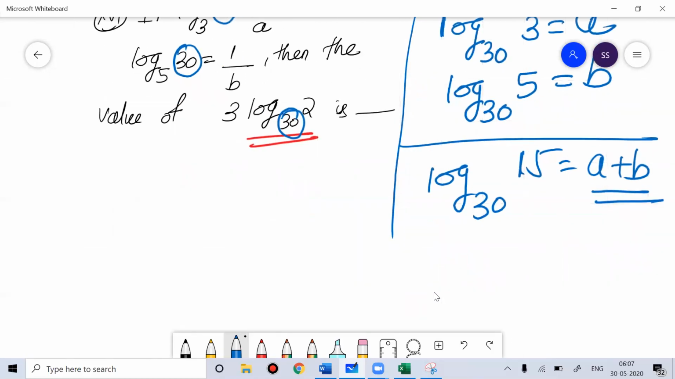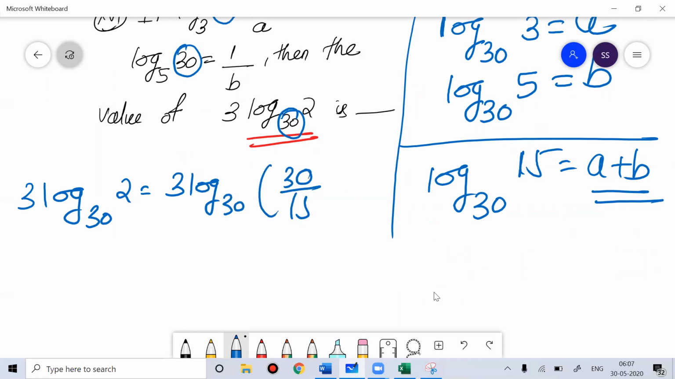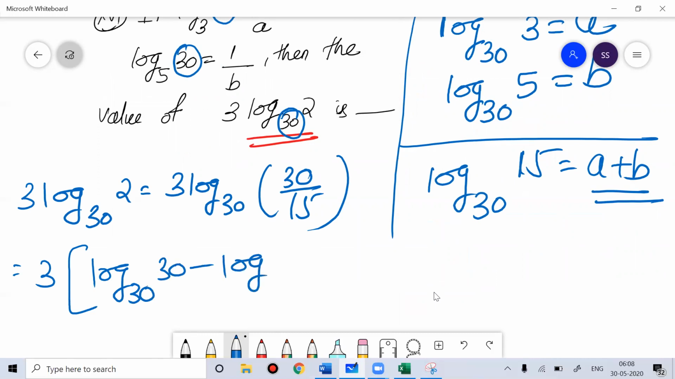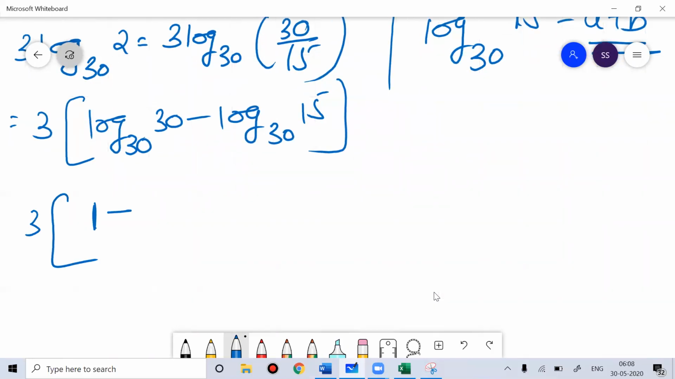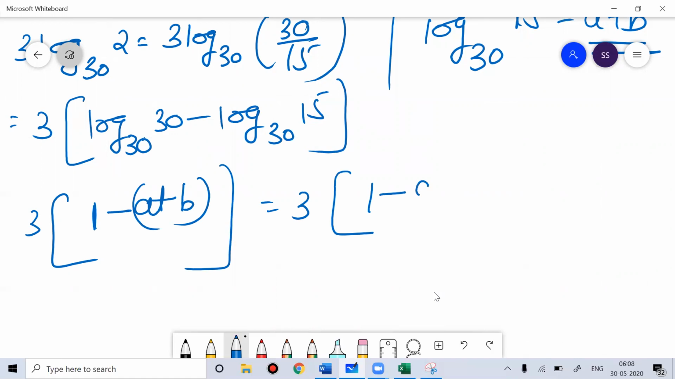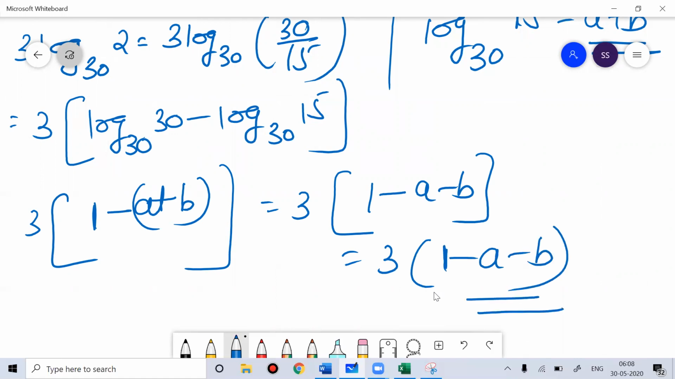Okay. Now 3 log base 3 of 2. So in place of 2, can I write 30 divided by 15? Now work is done. This is 3 log base 30 of 30 minus log base 30 of 15. Now my work is done. So 3 into 1 minus a plus b, that is 3 into 1 minus a minus b. You can see the options. Depending upon the options, you can decide your answer. Simple question.